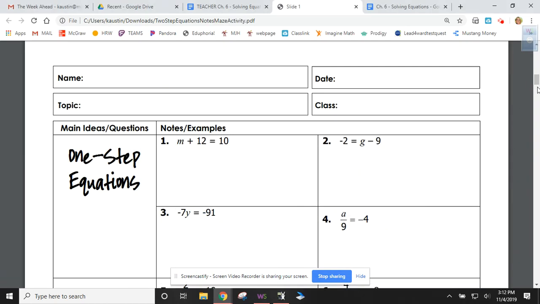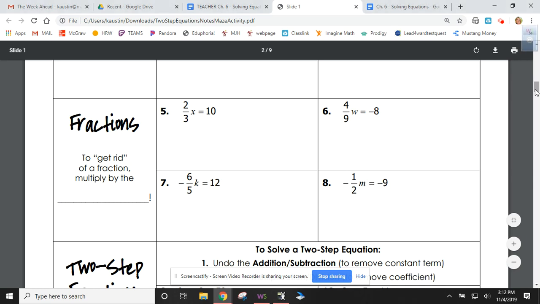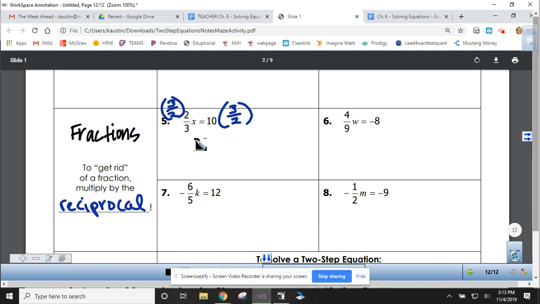Okay, we're moving on to fractions. Remember, to get rid of a fraction, you can multiply by the reciprocal. Just means flip it upside down. So here, I'm going to multiply each side by its reciprocal. This is 3/2. 10 times 3/2. You can do alpha y equals in the calculator. So I get x equals 15.